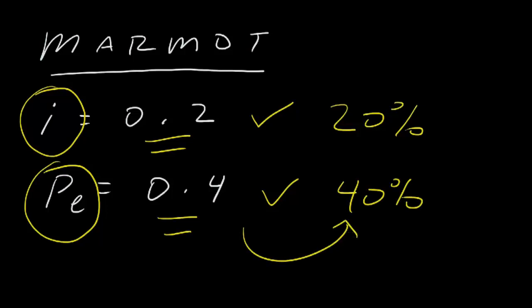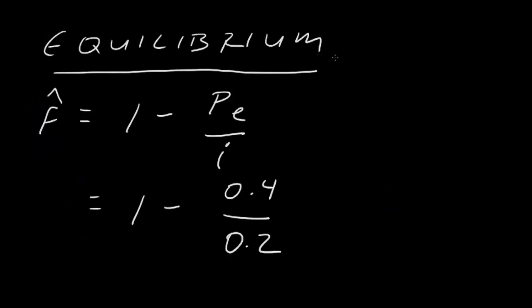So let's take these numbers now and plug them into equilibrium. We're now back to our F hat equation, the new equation we just put together. And this is, again, to estimate how many sites we expect to be occupied at equilibrium. So we have 1 minus PE divided by I. And we know what PE is, the probability of extinction, and we know what the magnitude of our internal colonization effect is.